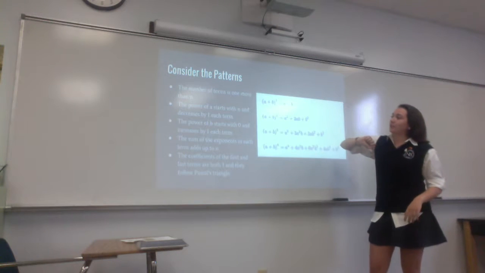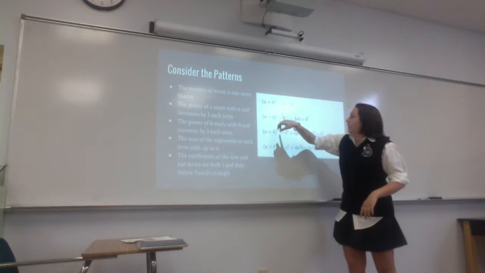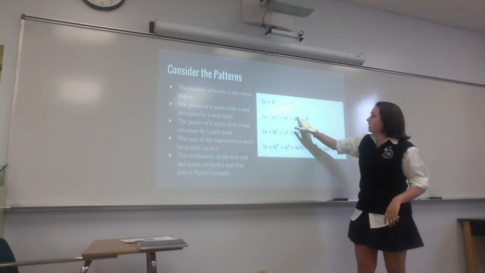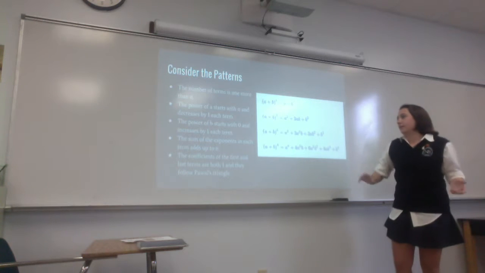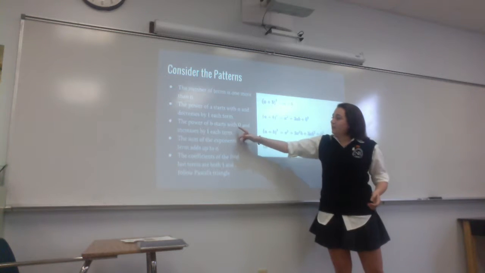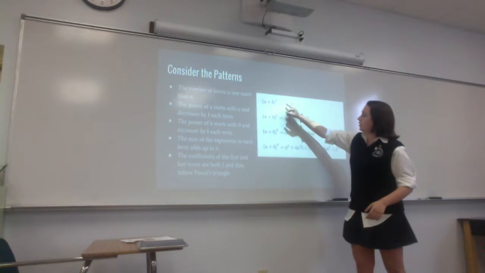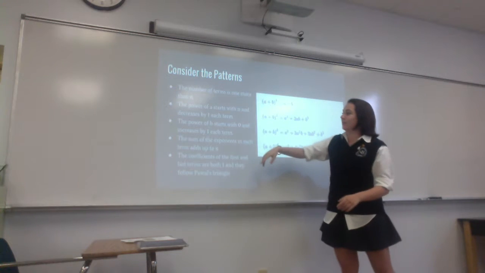The power of a starts with n and then decreases by 1 each term. So in this example it would start at 2, and then decrease by 1. So it goes a to the power 2, a to the power 1, and then a to the power 0, meaning there's no a there. The power of b starts with 0 and increases by 1 each term. Vice versa. So there's no b here, but it's b to the power of 1 there. You guys see how that works?